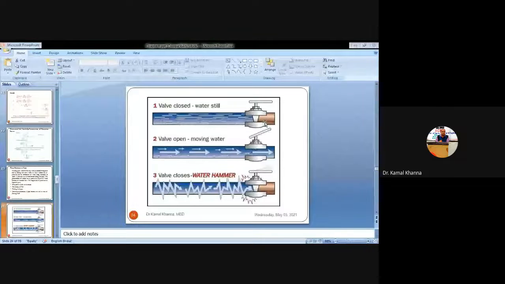So to avoid the water hammering, a larger length of pipe should always be used. Inelastic material pipes may be used, and also the velocity of the water may be controlled so as to avoid the water hammering. And also the first and the most important point is that the gradual closing of the valve is recommendable.